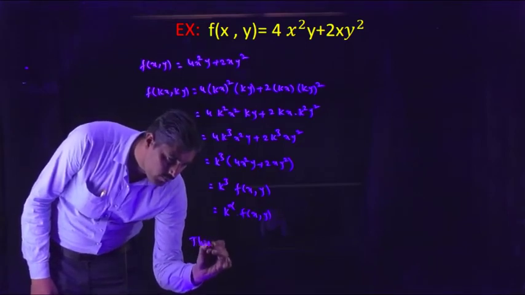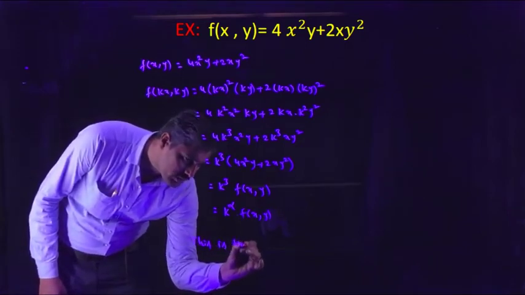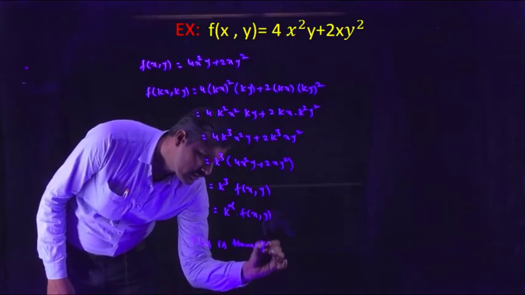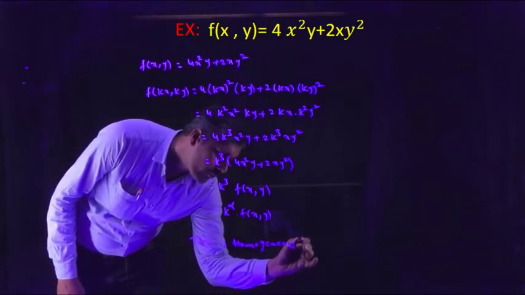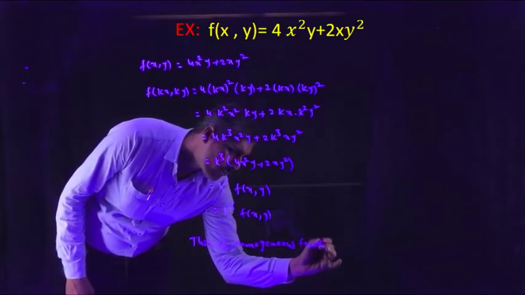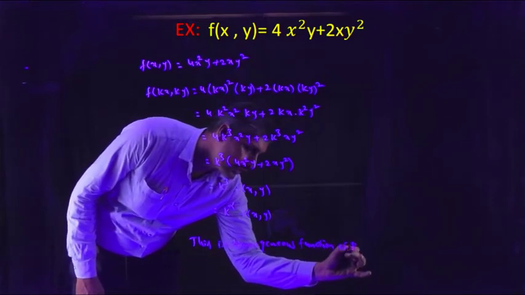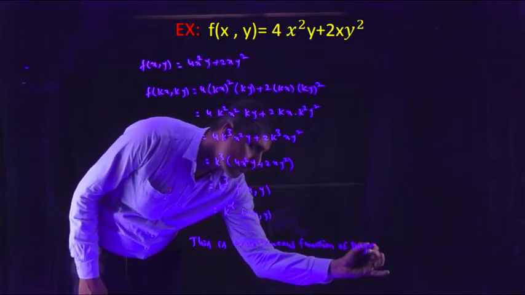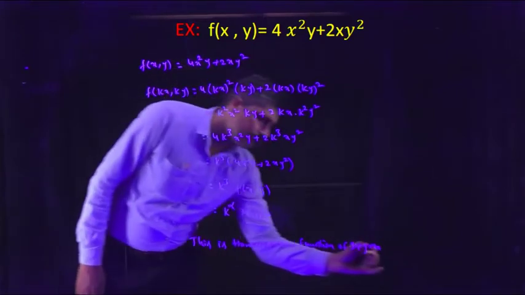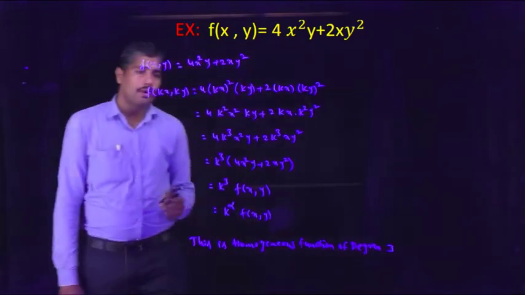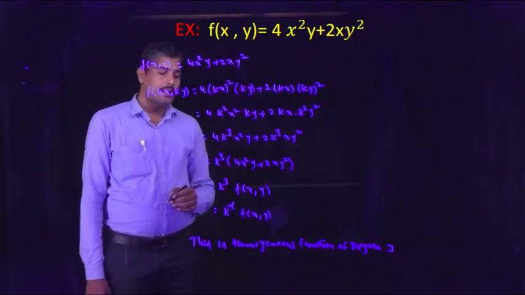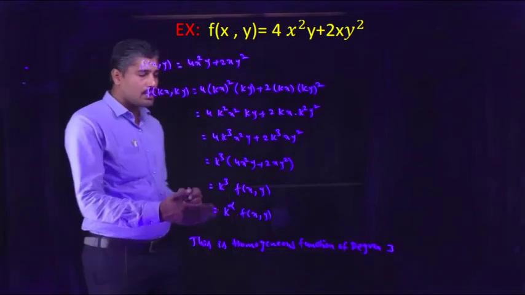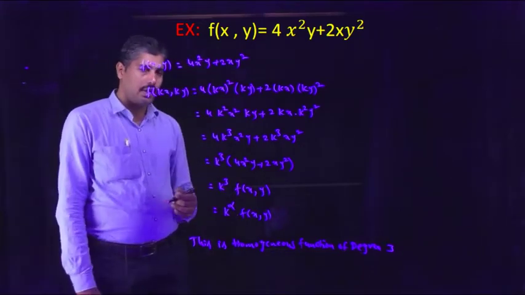This is a homogeneous function of degree 3, that is k power alpha into f of x comma y. This is a homogeneous function of degree 3.